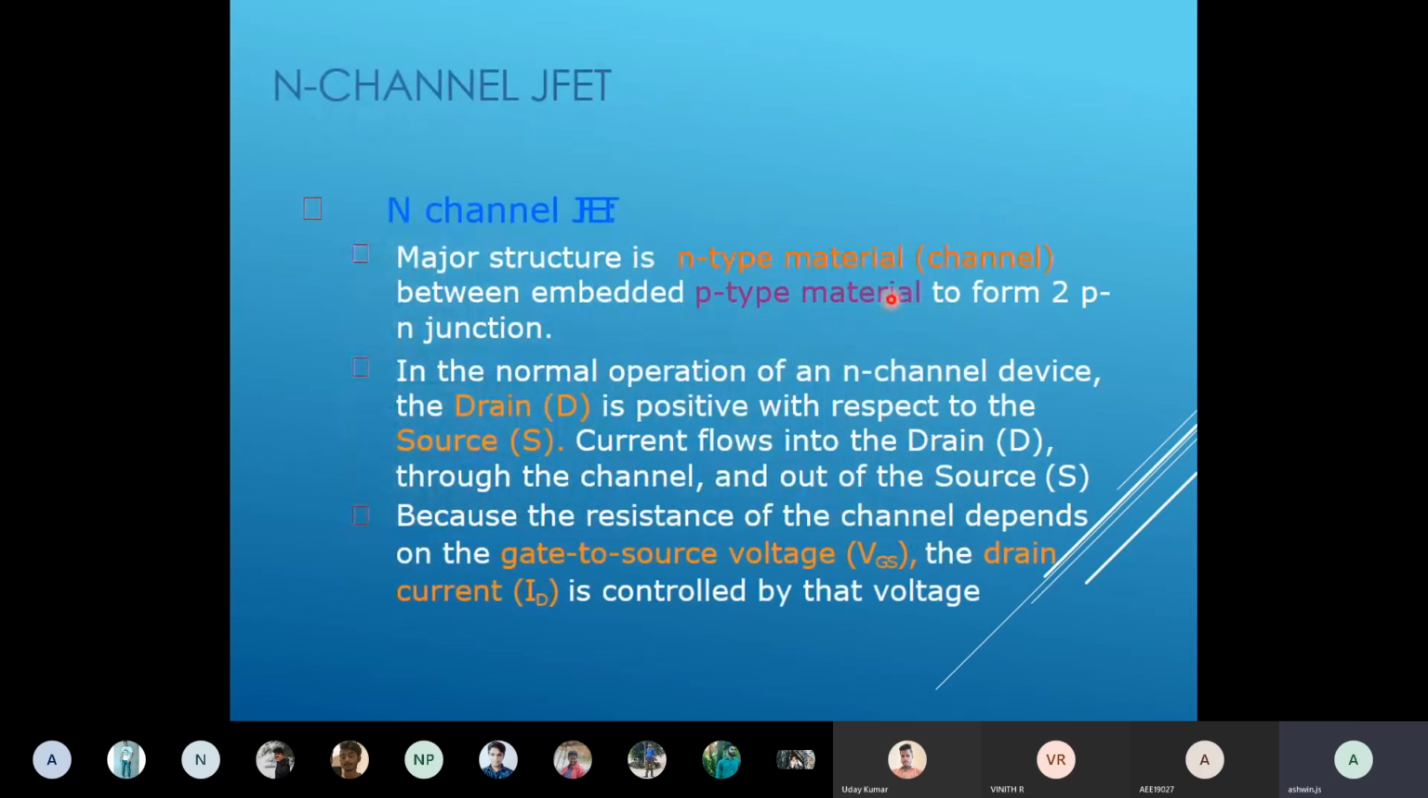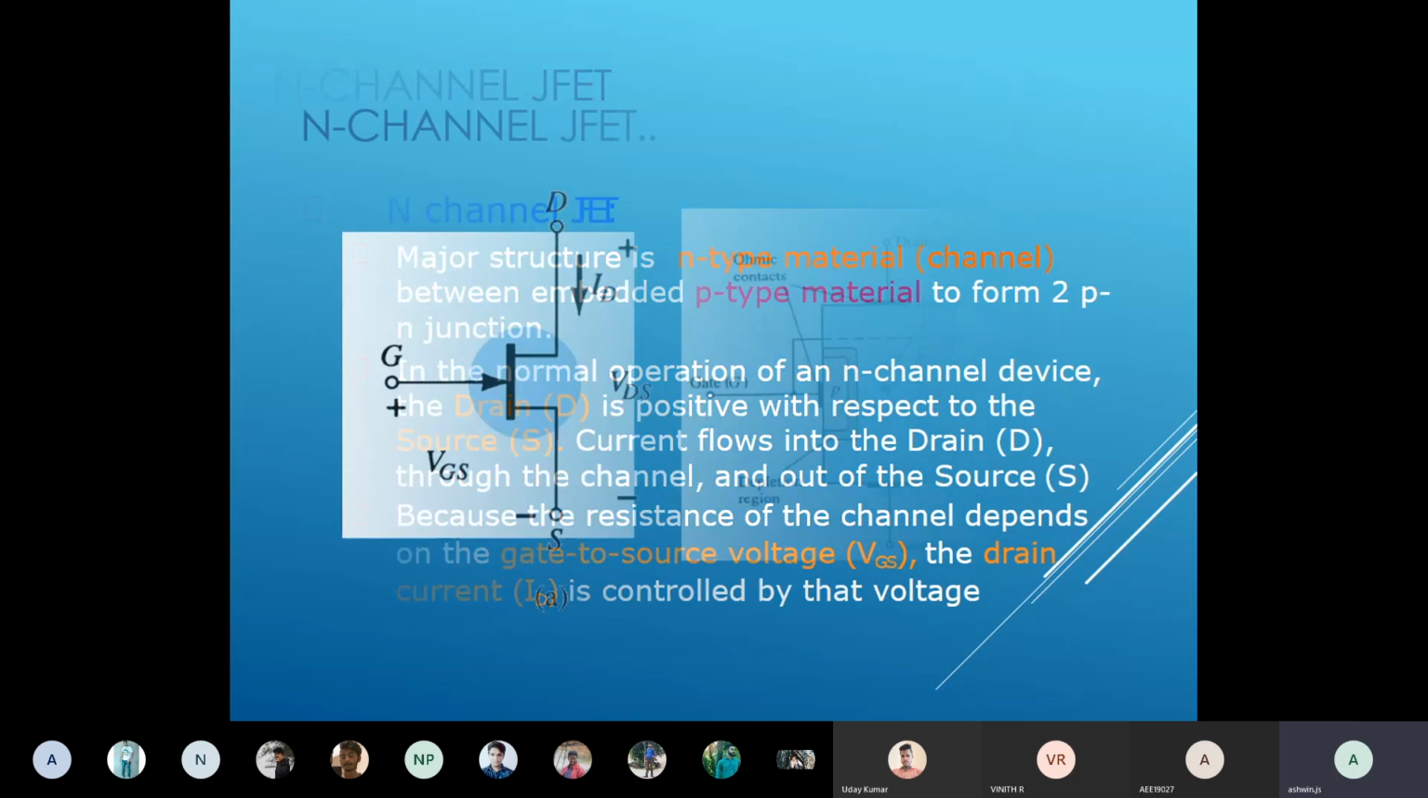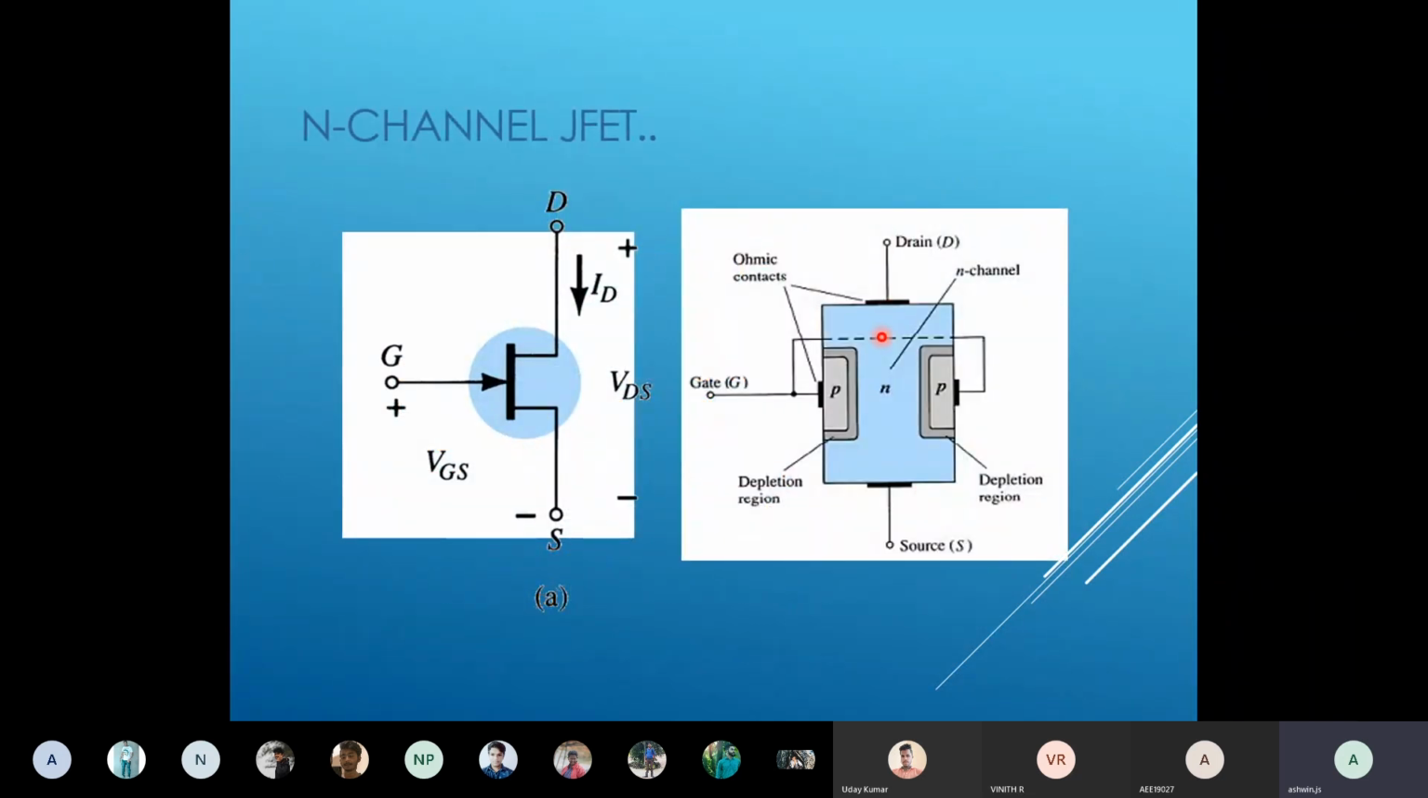Okay, let's first go to that structure, how they are formed. In normal operation, the drain will always be positive with respect to the source, and the drain current will flow into the drain, through the channel, and out of the source, so that the electrons come from source to drain, and the current flows from drain to source. That is what is mentioned here. Look at this statement: current flows into the drain, through the channel, and out of the source. So this is through the channel and to the source. This is the current direction.